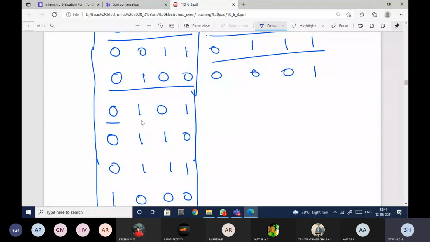Okay, next, my present state is this, so I need to give some T values so that it will change to 0, 1, 1, 0. These two, no change, so 0. 1, 1, no change, 0. 0, 1, toggling is happening, so 1. 1, 0, toggling is happening, 1. Okay, so this is the next entry. In this way, you need to fill the complete table.